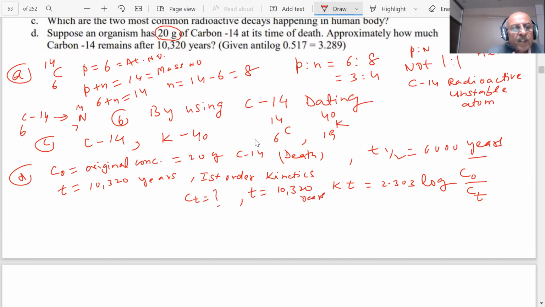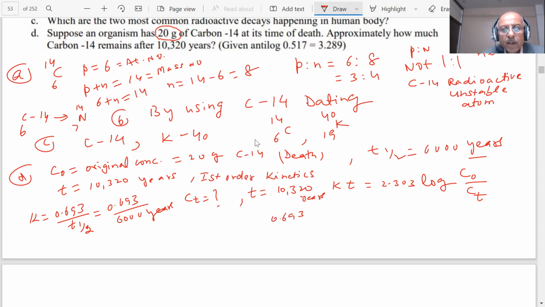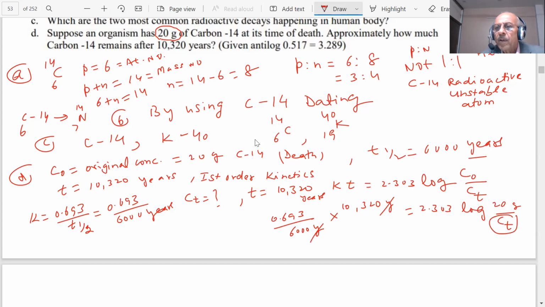So first we have to find the value of k. k is 0.693 by t half. First order kinetics. 0.693 by t half, which is 6,000 years. So this is the value of k. Put the value of k and t here. What will you get? k is 0.693 divided by 6,000 years, and time is 10,320 years. Year and year cancel, which is equal to 2.303 log. What is the C naught value? 20 gram. And student, you have to calculate the value of Ct. So now everything is clear. All values I have written except Ct. This requires anti-log.